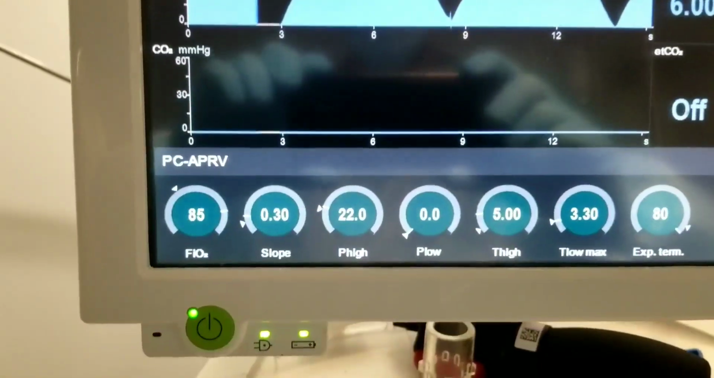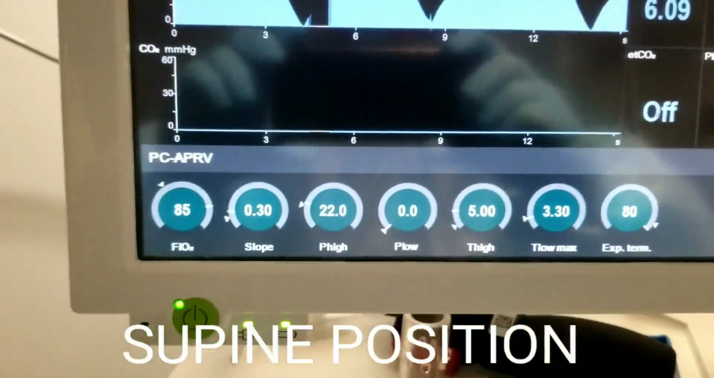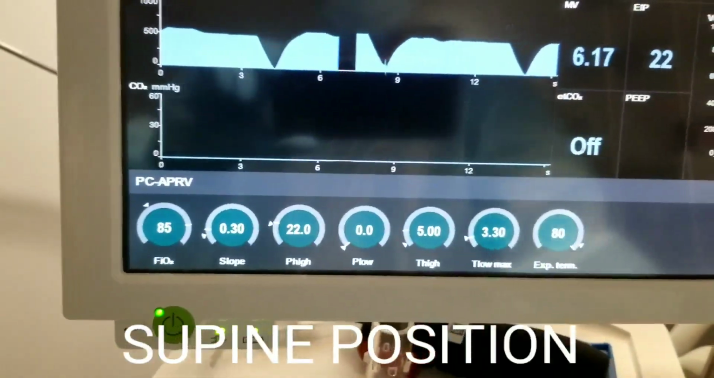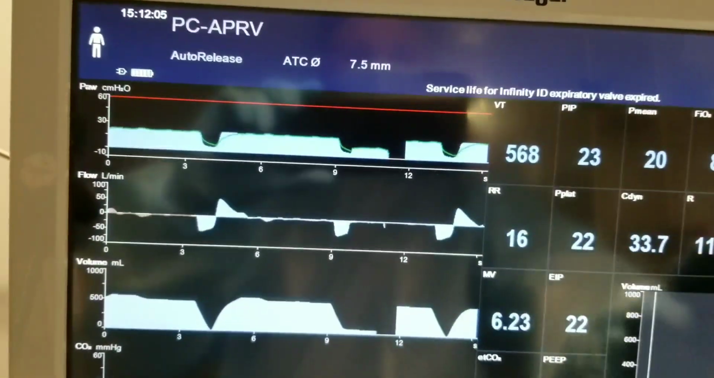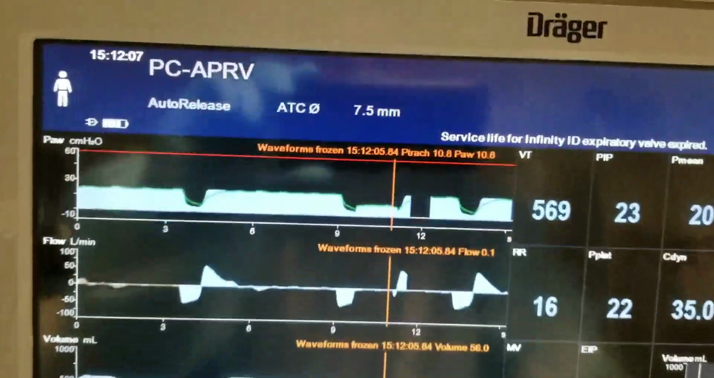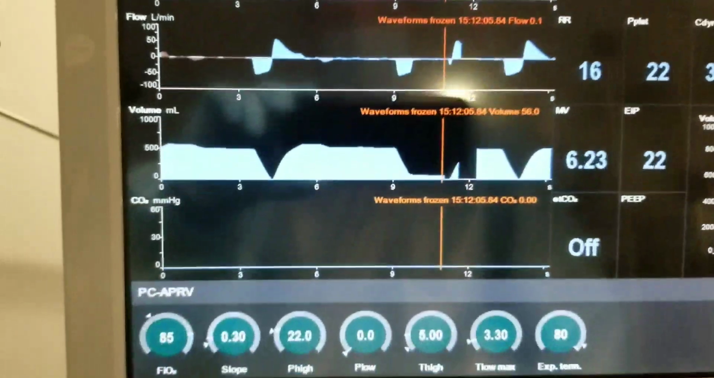We have the patient on APRV. We have a slope of 0.3, P high of 22. Do an expiratory pause here to see the P low. P low is 10.8, so that's a safe drive pressure.